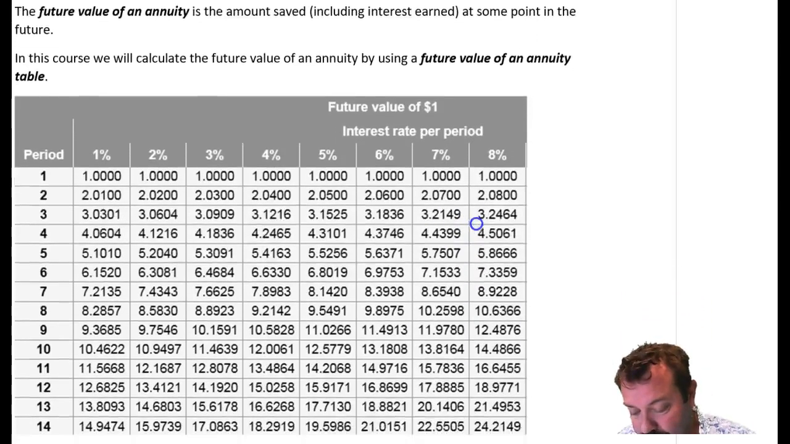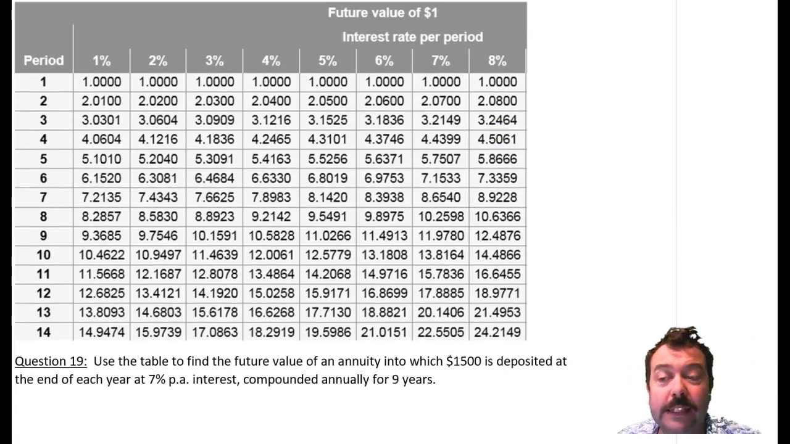I should point out that not all of these tables are set out the same way. It's very important to read the headings and any other information around these tables. It's important that we know whether we're dealing with an annuity or compound interest, purely savings, and whether we're talking about future value or whether we're talking about present value.